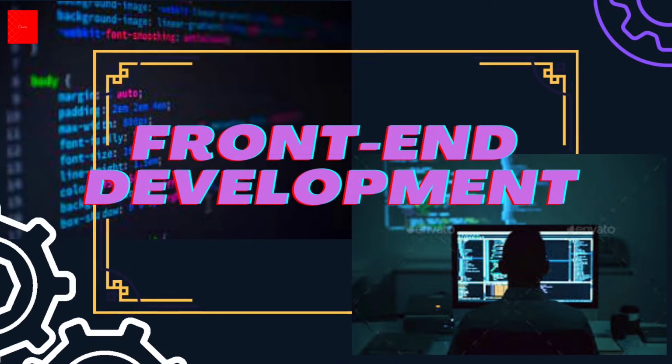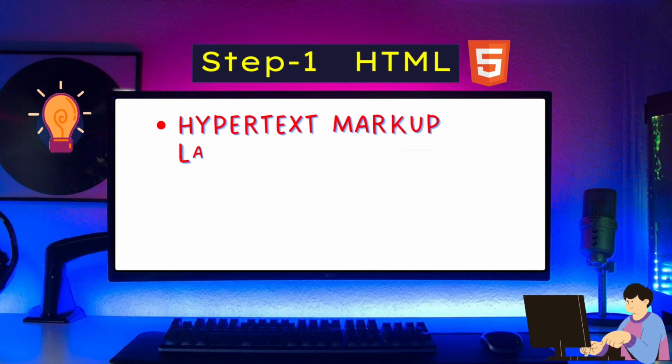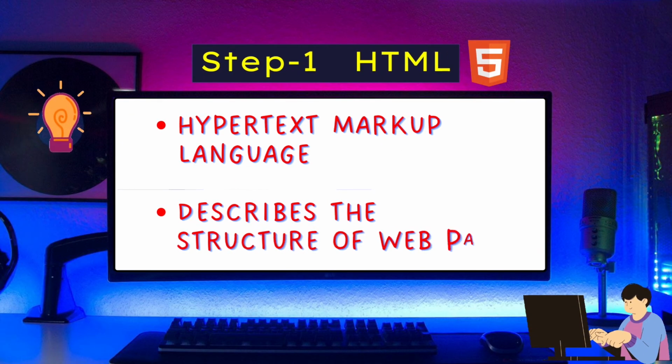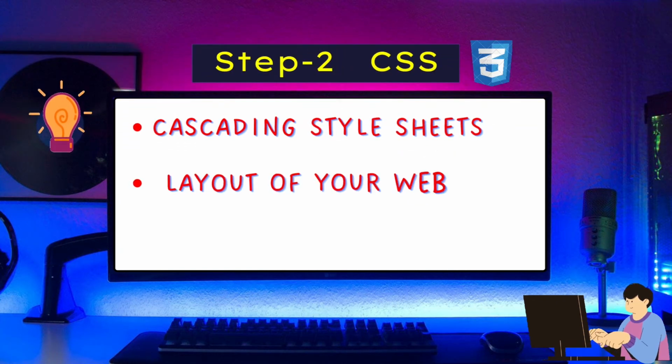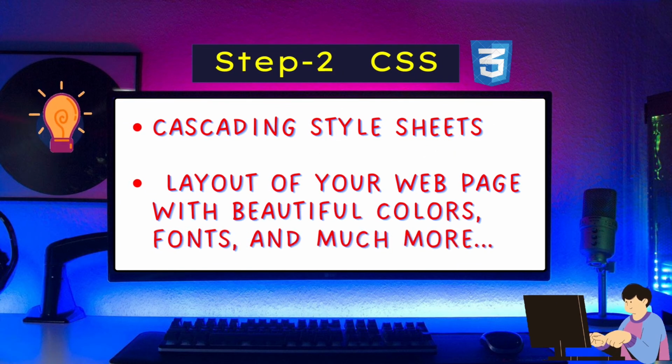So the very first thing you have to learn is HTML, which stands for Hypertext Markup Language. It describes the structure of a web page. The next step is to learn CSS. It stands for Cascading Style Sheets. It is used to set the layout of your web page with beautiful colors, fonts and much more. It describes how HTML elements should be displayed.